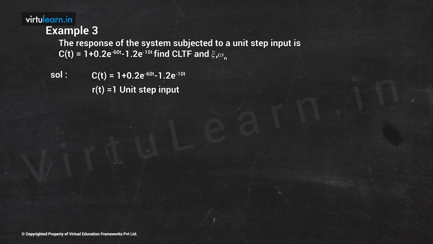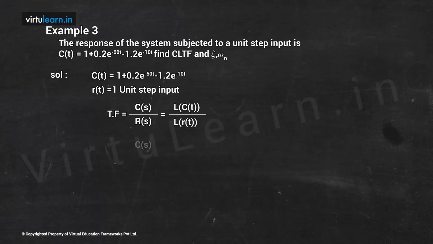So C of t is given. I am writing it again here: 1 plus 0.2 e power minus 60t minus 1.2 e power minus 10t. What is the transfer function? Transfer function is the ratio of Laplace transform of output variable to Laplace transform of input variable. Therefore, it is C of s by R of s. C of t is available, and R of t is 1 because it is unit step input. So we apply Laplace transform to C of t as well as R of t, then find the ratio, which gives us the closed loop transfer function.